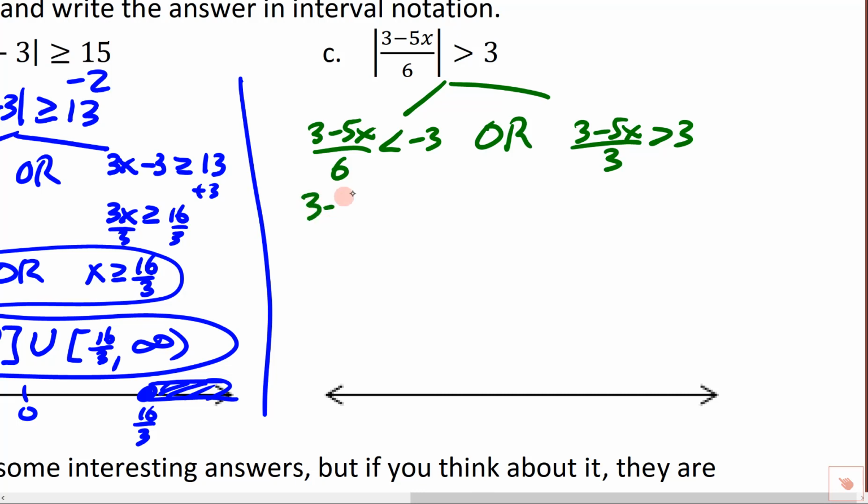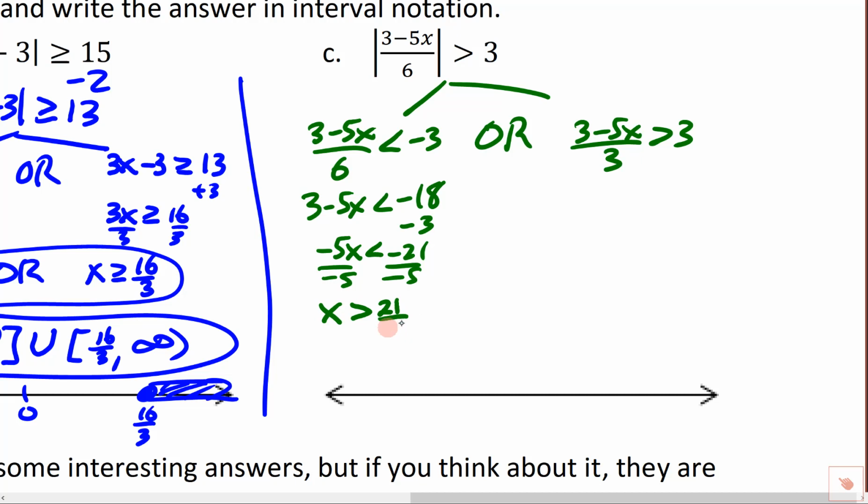So on this one, we're going to have 3 minus 5x. We're multiplying by 6, so that doesn't change the direction of the inequality. We're going to move that to the other side. We're going to do that by subtracting 3, so negative 5x less than, this is a negative 21, divide by negative 5. So we do have to change the direction on this one. This is going to be greater than 21/5, so there's one of them. And we've got an or here, and then let's solve this guy right here.